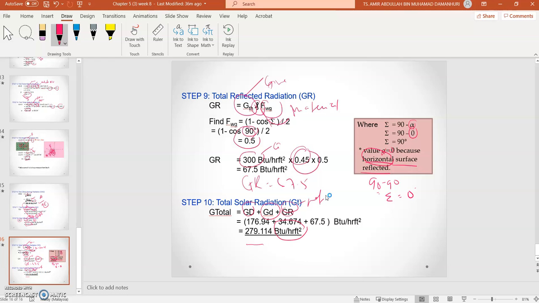Please don't forget to put the value and the unit. Alright, so this is until the solar radiation calculation.